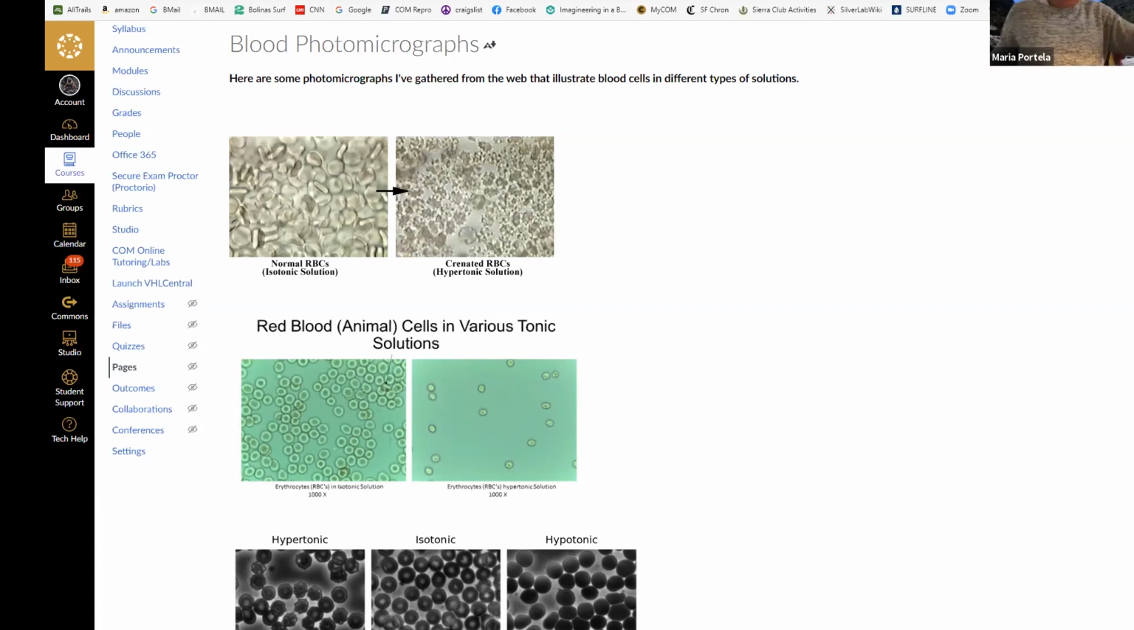I think it's, let me check. Number 4. Okay, so number 4, which other one would be isotonic? 6. Yeah, so the sucrose as well.